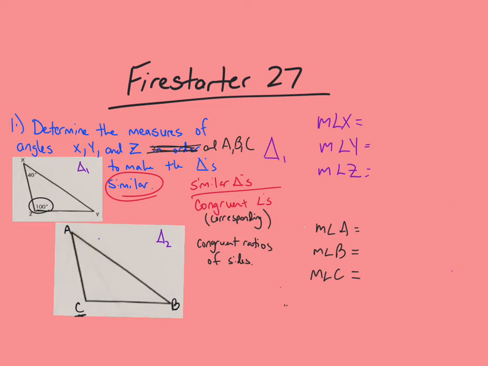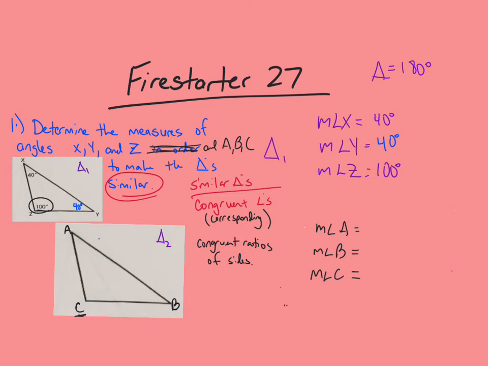So really for this one it's really easy. Angle X is 40 degrees. Angle Y we don't know yet. And angle Z is 100 degrees. Now remember, a triangle has 180 degrees. So that means that this one right here has to be 40 degrees. Right? This has to be 40.